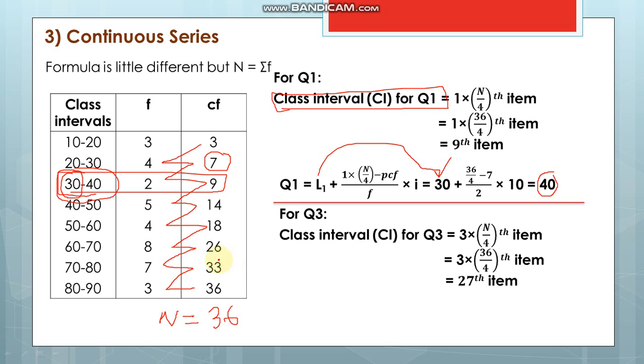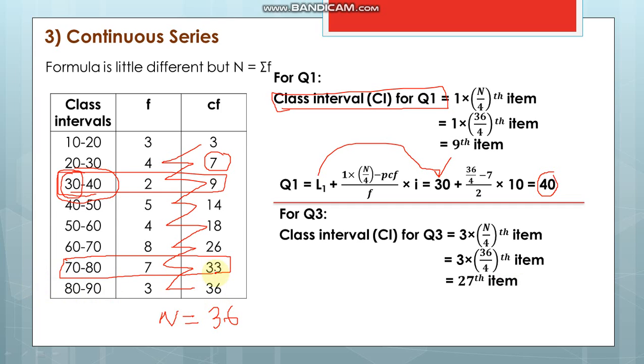Where does my 27th item belong? See, 60 to 70, this particular class interval, holds up to the 26th item. So the 27th item belongs to the 70 to 80 class interval, because I need the 27th item. So that belongs to the 70 to 80 class interval.